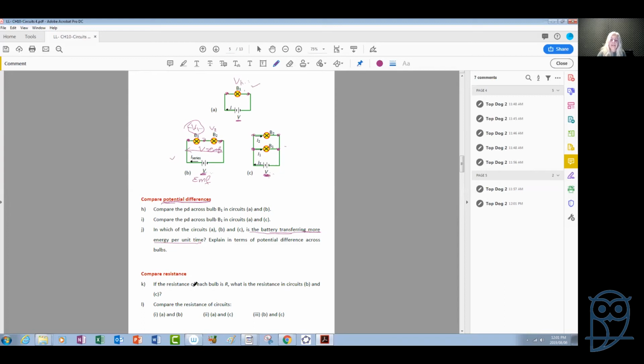Okay, compare the resistance now. The next one, compare the resistance. If the resistance of each bulb is R, what is the resistance in circuits B and C? Well, if this bulb has a resistance R, what can be the resistance here? Well, we have two bulbs in series. That should be twice the resistance. So the resistance of this circuit is double.